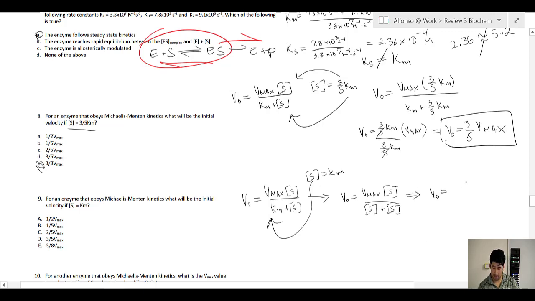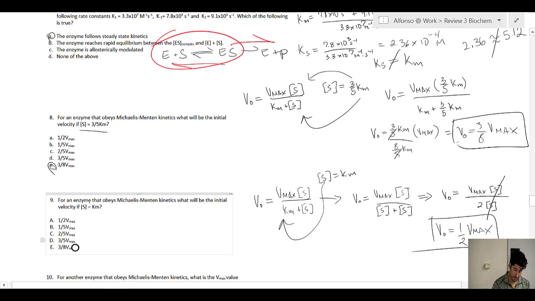Your initial velocity will be Vmax times S over 2S. Substrate concentration cancels out. Your initial velocity is Vmax over 2. Another way of saying it is equal to 1/2 Vmax. So for an enzyme that obeys Michaelis-Menten enzyme kinetics, what will be the initial velocity if substrate concentration is equal to Km? The answer is A, 1/2 of the Vmax.